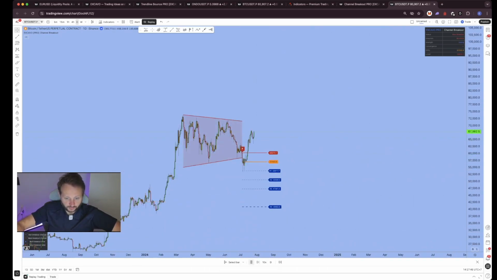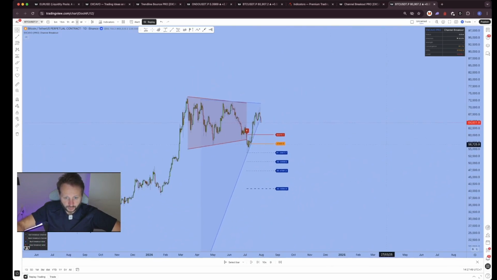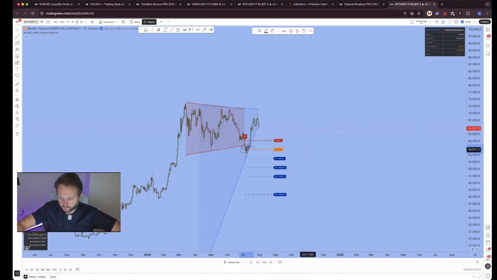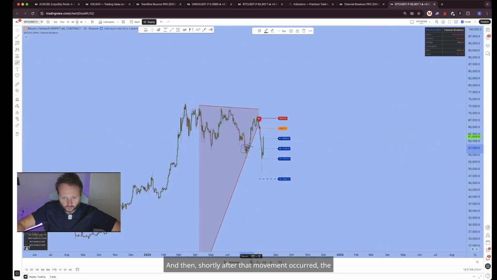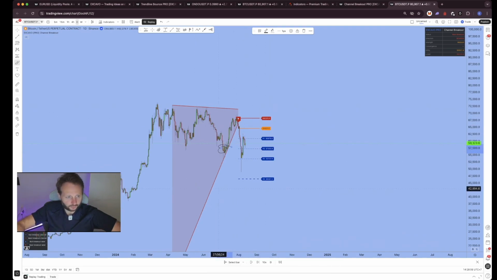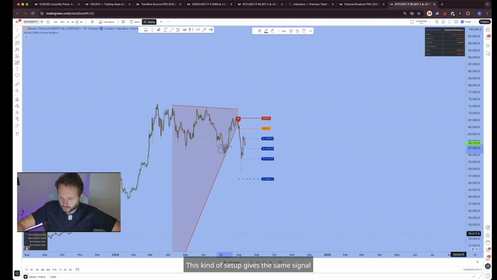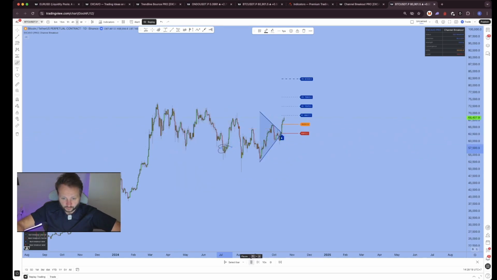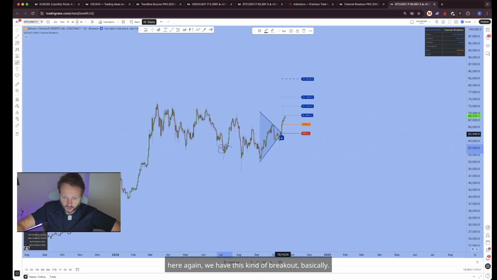And here we see an interesting situation. Here we have a kind of flag or something like that. There was this kind of breakout here. And then, shortly after that movement occurred, the market price steadily re-entered the boundaries of this flag pattern once again. And then it went like this. This kind of setup gives the same signal. Here again, we have this kind of breakout, basically.